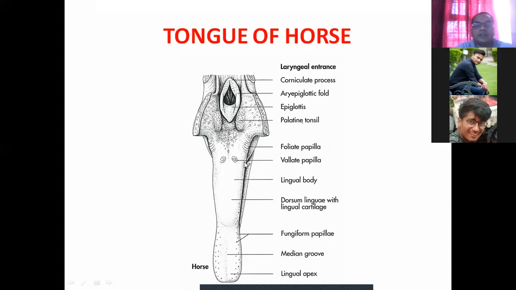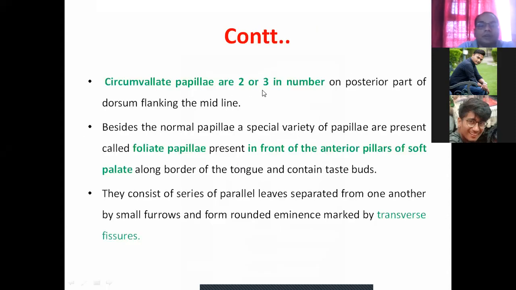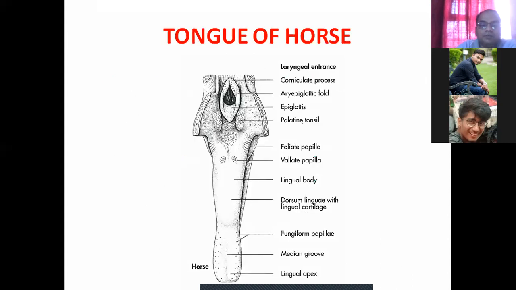And the important thing is the circumvallate papillae are only 2 to 3 in number. Besides all the normal papillae, there is one special type of papilla, that is the foliate papilla. You have to remember, the foliate papilla is present in the horse, but it is absent in the ox. This foliate papilla is also present in the dog. So in the horse, remember circumvallate papillae are 2 in number, the foliate papilla is present on the lateral surface of the root of the tongue, and the tip is spatula shaped.